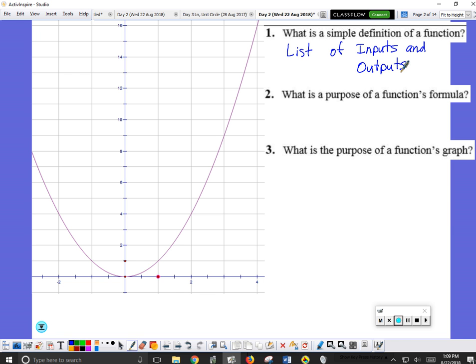They won't even say the word function. It's like you see an AP problem, you should be thinking, hey, I'm dealing with a list of inputs and outputs. Question. What's the purpose of the formula? To calculate the inputs and outputs.